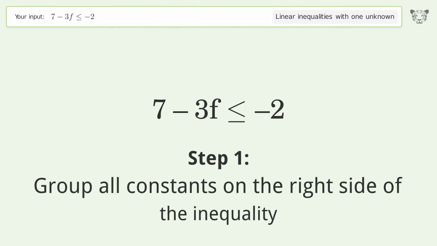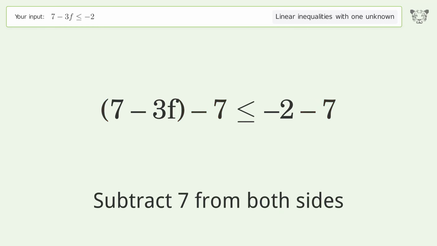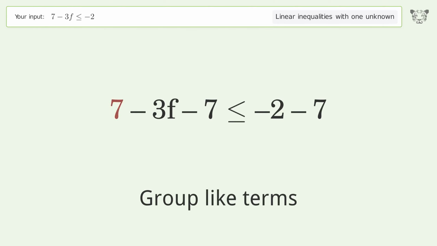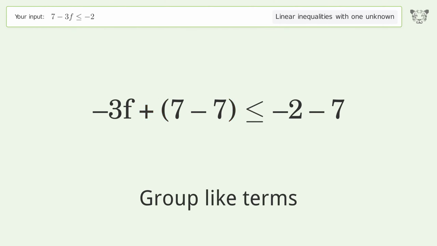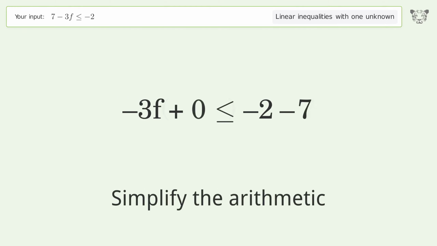Group all constants on the right side of the inequality. Subtract 7 from both sides. Group like terms. Simplify the arithmetic.